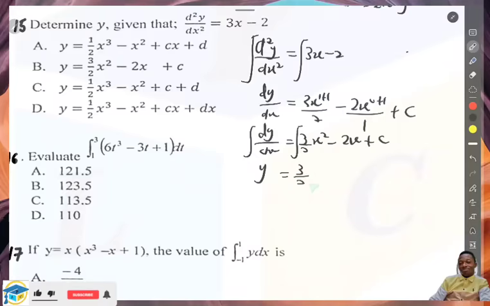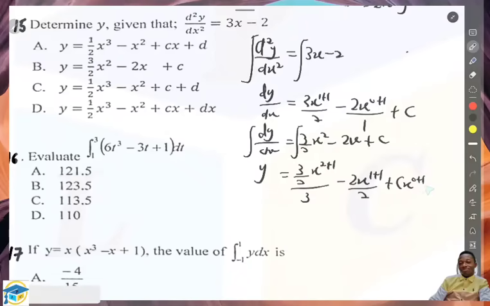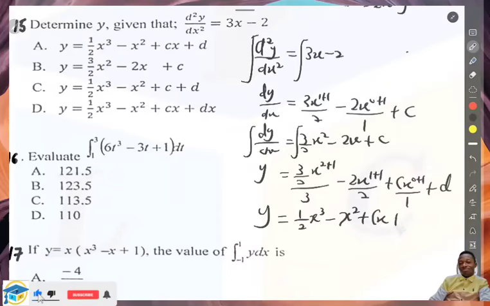Okay. Then we also integrate this again, we will get y, and that should be equal to, so here too we have 3 over 2 plus 1 divided by 3, minus 2x to the power of 1 plus 1 divided by 2, plus cx to the power of 0 plus 1 divided by 1, plus d. Because it's an indefinite integral, when we integrate, we introduce a constant. By indefinite integral, we mean that the function has no what? Limit. But if it's a definite integral, the function will have a limit, right? So we therefore say that y should be equal to 3 over 2 divided by 3, which should fetch me what? 1 over 2 x cubed minus x squared plus cx plus d.